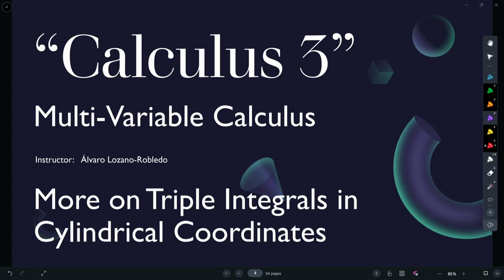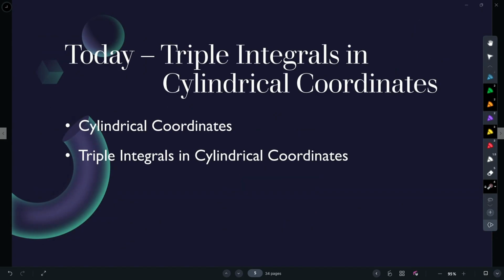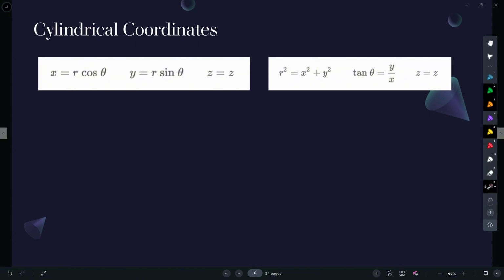All right, so we're going to learn more on triple integrals in cylindrical coordinates, a very useful trick to deal with integrals with regions that have some symmetry along some axis. So last time we introduced the cylindrical coordinates. These are the equations to transform coordinates to cylindrical.